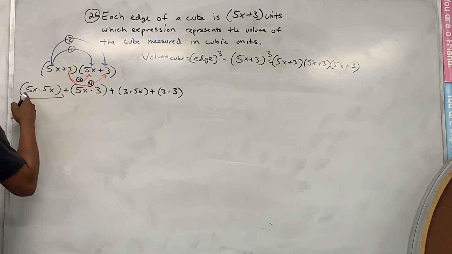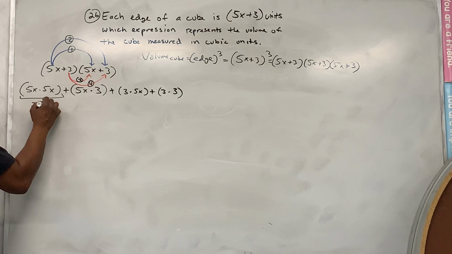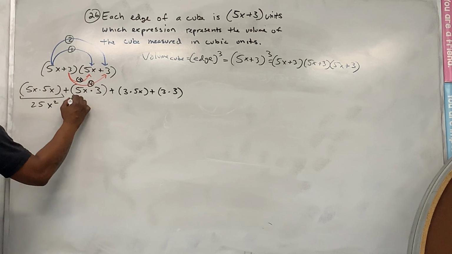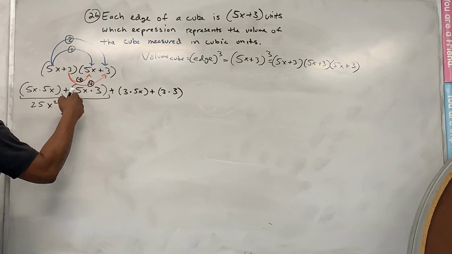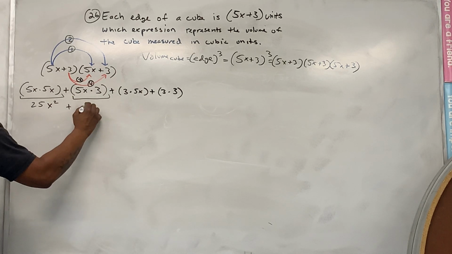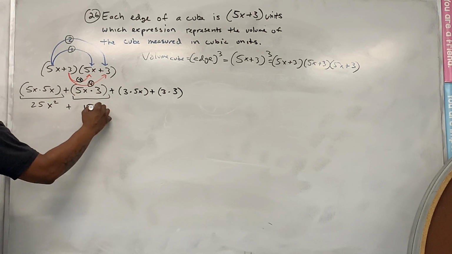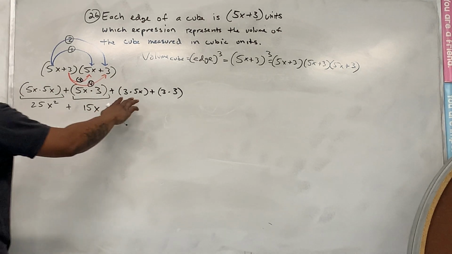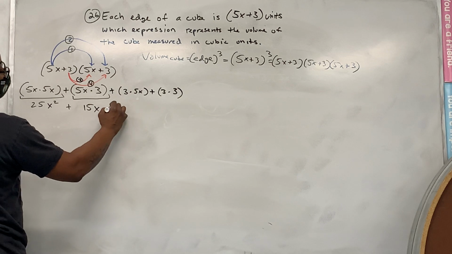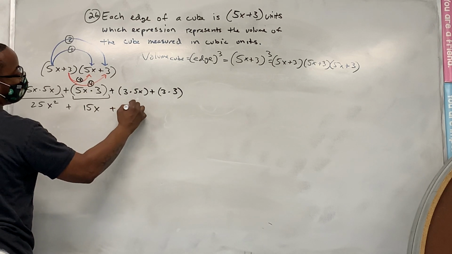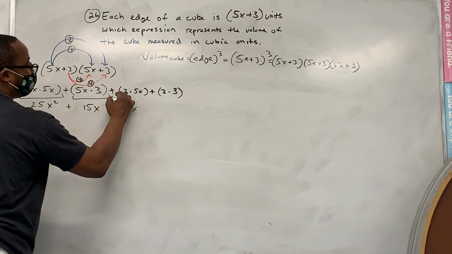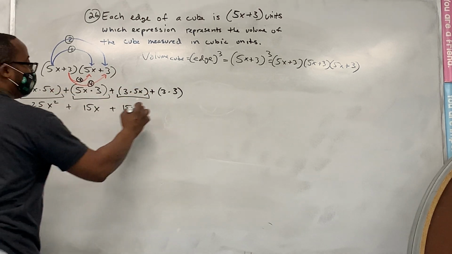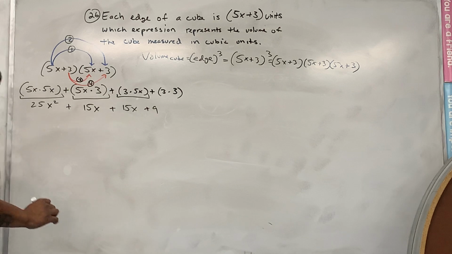So this right here, 5 times 5 is going to be 25. x times x is x squared. Over here, make the plus sign. 5 times 3 is 15, and there's x, so put the x like that. So 15x. Same thing over here. 3 times the 5x is going to be the same thing as this. It's going to be 15x. Okay? And then the 3 times 3 is just going to be 9.